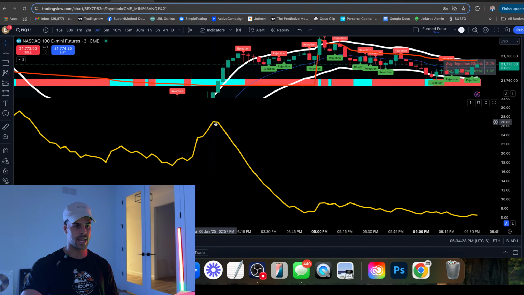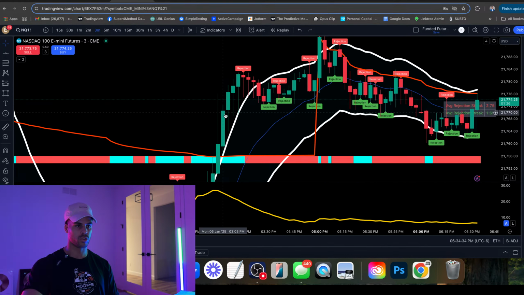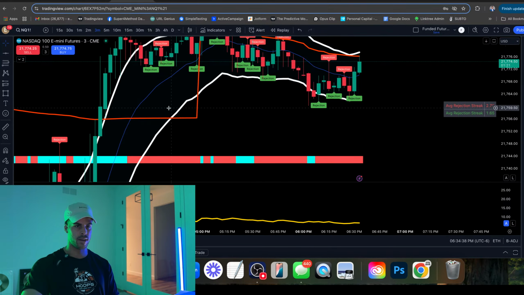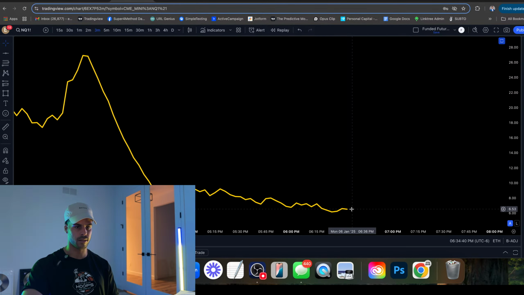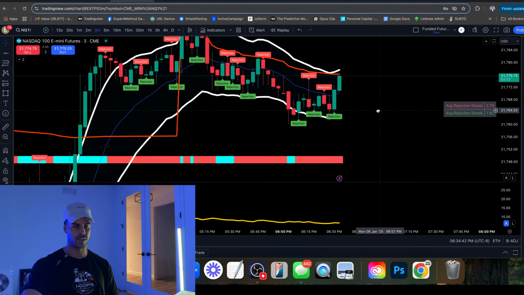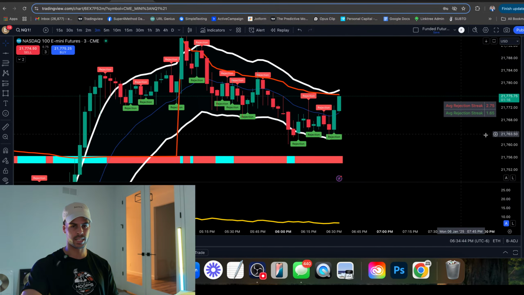So at the end of the day, today, the ATR on the 3-minute chart was at 27. That means that these candles over here were 27-ish points or so, on average. Now, the ATR is sitting at 6. So the average candle that we're looking at is about 6 points.